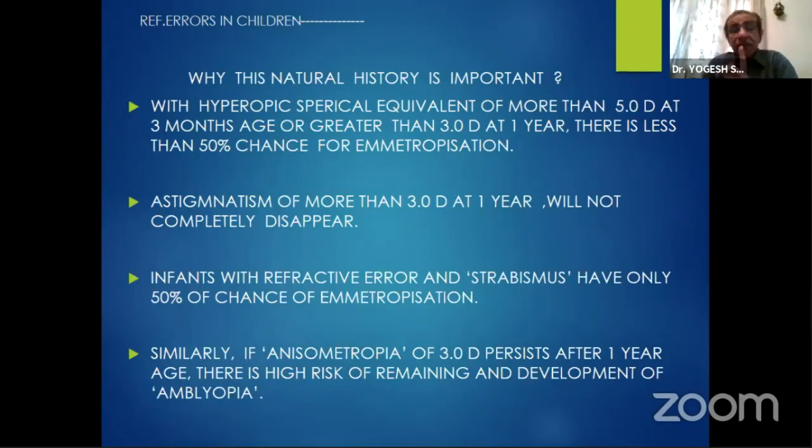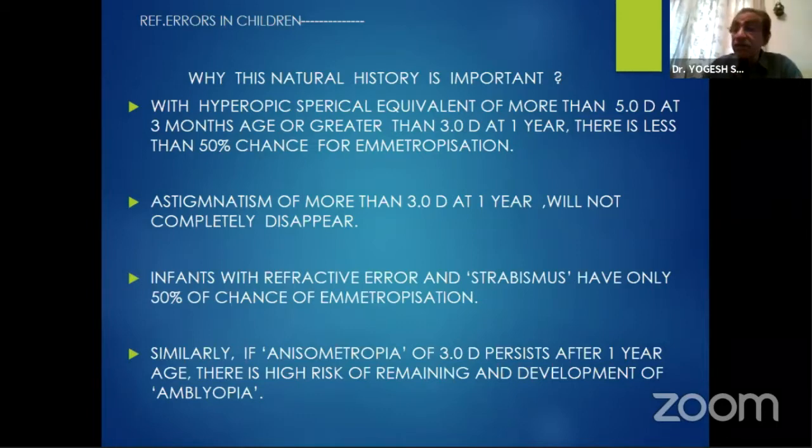Now listen carefully. You can even note it down and use it in your clinical practice. With a hyperopic spherical equivalent of more than 5 diopters by 3 months of age, or greater than 3 diopters at 1 year of age, that's what the research has found, there is less than 50% chance of emmetropization. That means such a child will not emmetropize. And then it has repercussions.